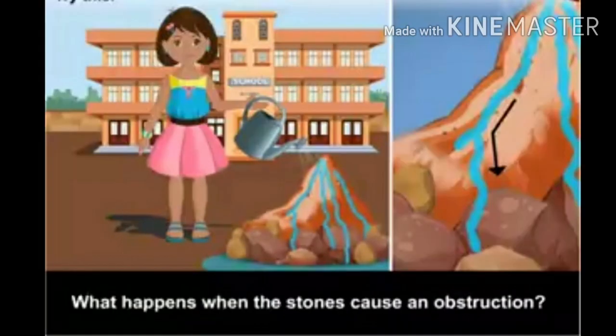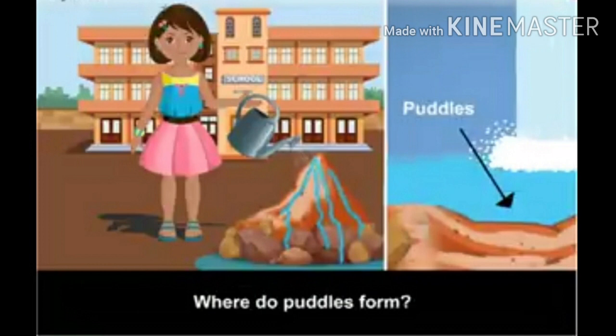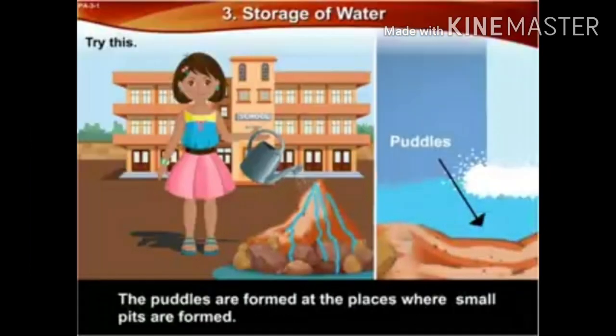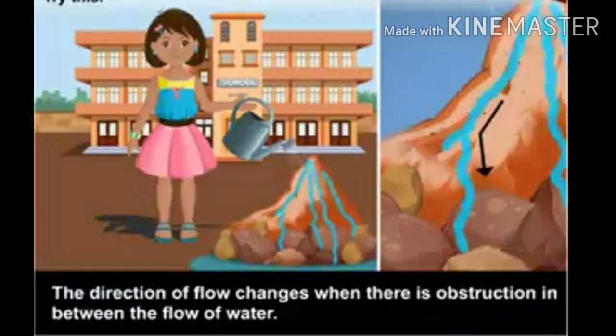What happens when the stones cause an obstruction? You can see that when stones cause an obstruction, the water changes direction. Where do puddles form? The puddles are formed at the places where small pits are formed. When does the direction of flow change? The direction of flow changes when there is an obstruction in between the flow of water.